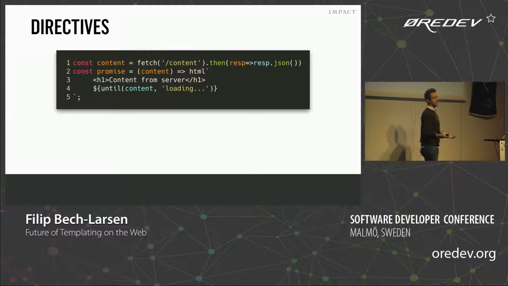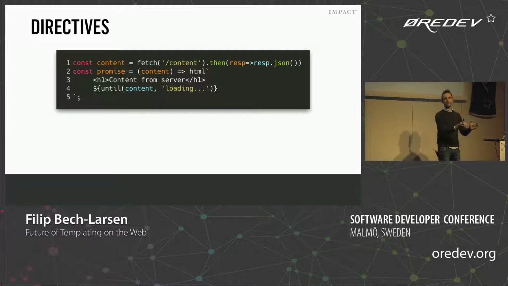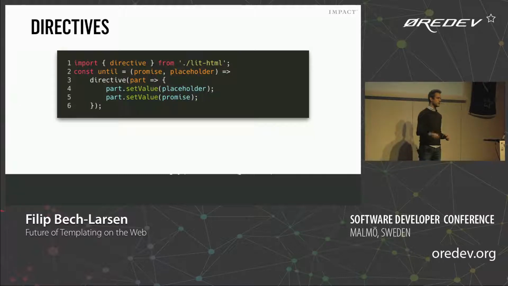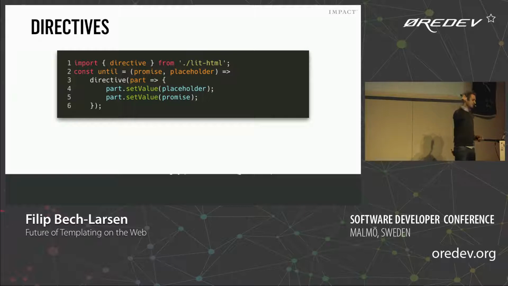Typically we would really want an until directive that would say, here's the placeholder, and then whenever the promise fulfills, we should have a value. So it should say loading until the content is there. And this is how you use a directive, and implementing a directive is super easy. So this is the until directive. It takes the promise and the placeholder, and then it returns the directive for us.